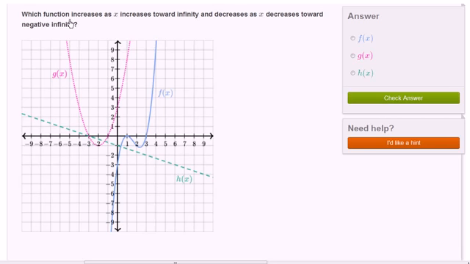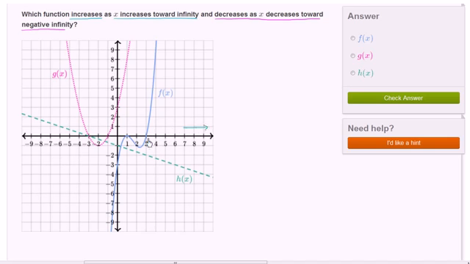Which function increases as x increases toward infinity and decreases as x decreases toward negative infinity? So let's think about each of these constraints. First, which function increases as x increases, as x increases toward infinity? So x is going in that direction.